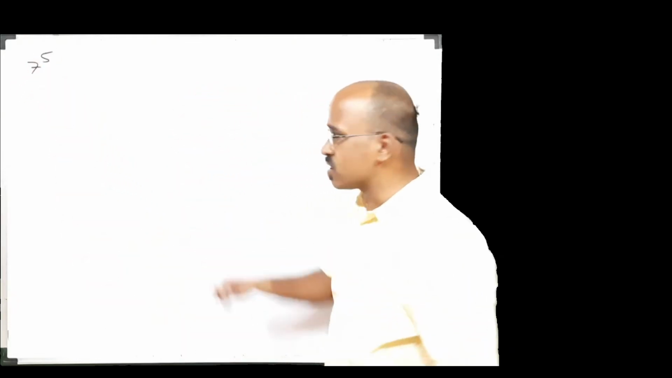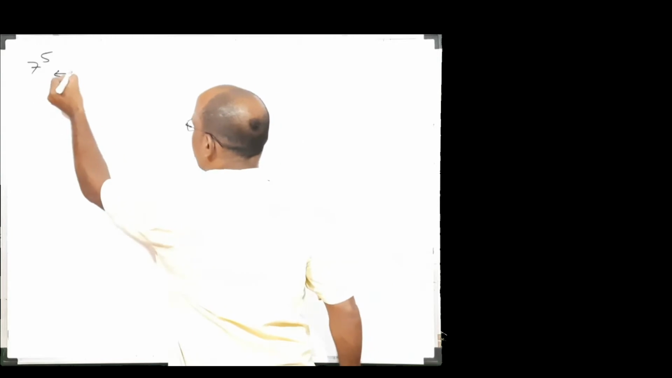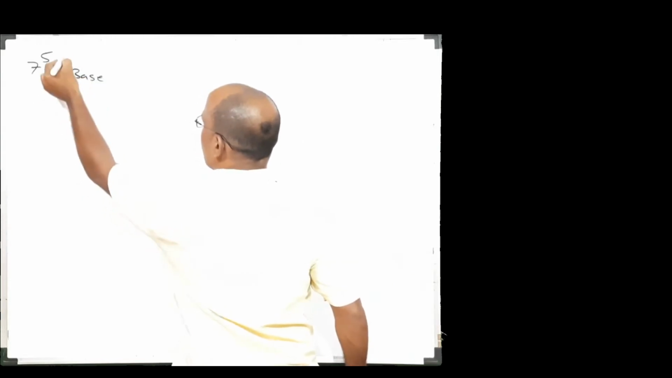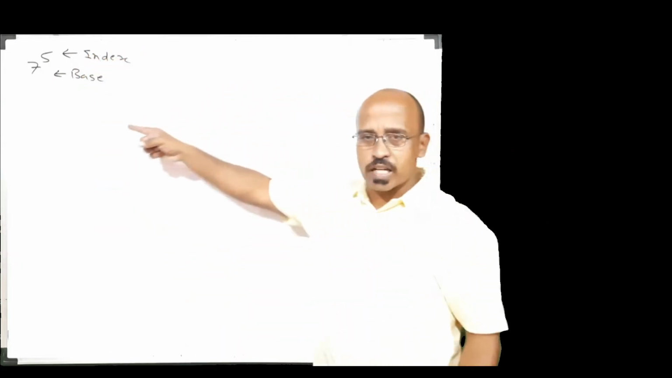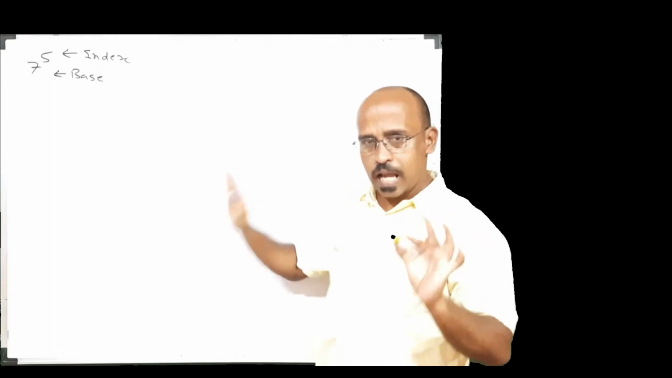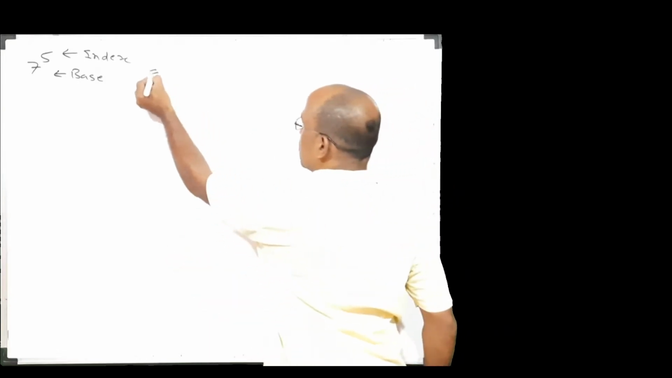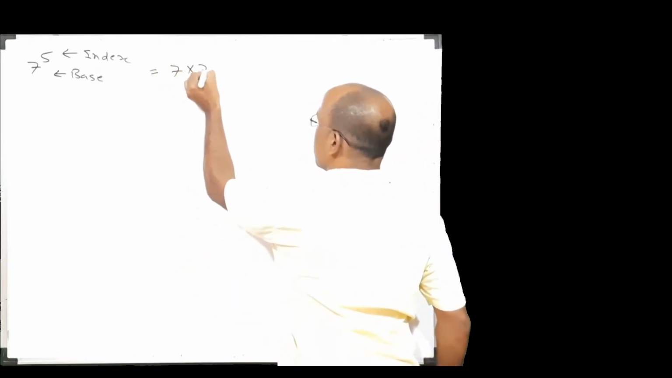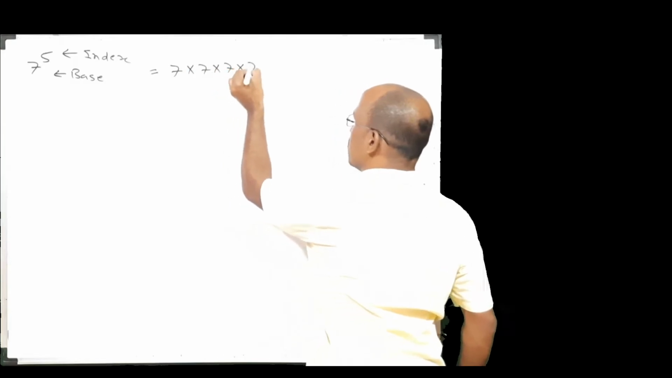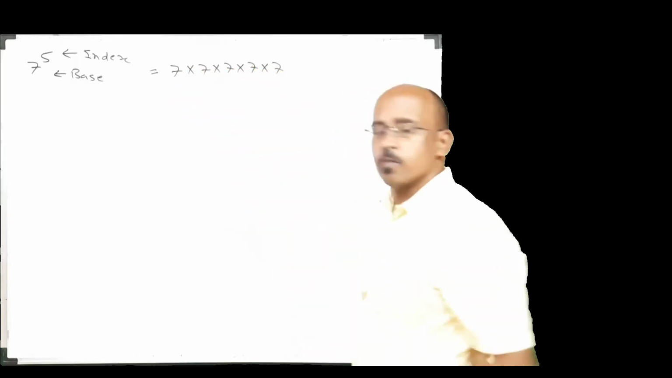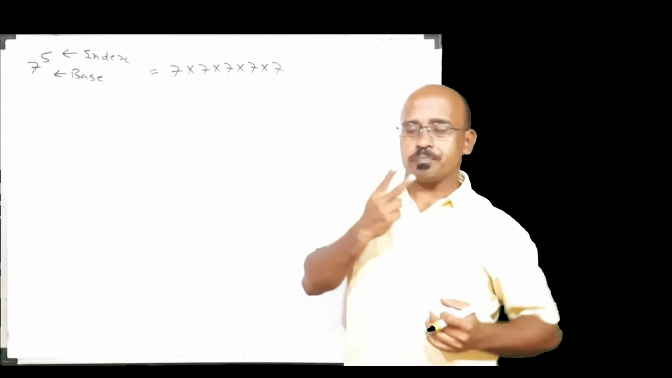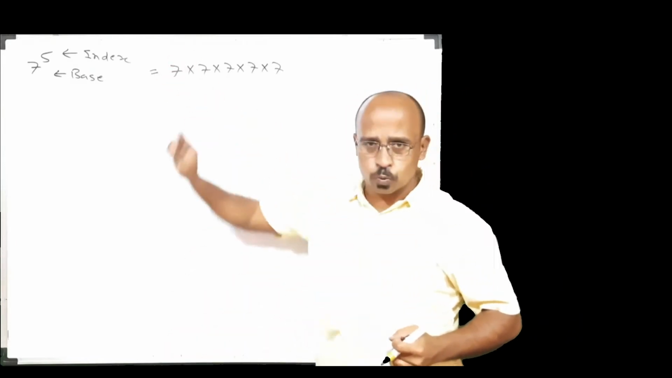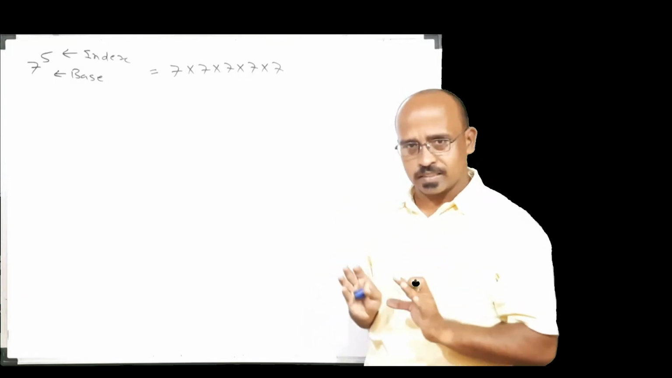Okay, in this term, this 7 is called the base, 5 is called the index, right? And it is pronounced as 7 raised to 5. And its meaning is nothing but 7 multiplied by 7 multiplied by 7 multiplied by 7, itself 5 times. Clear? After that, we learned that 2 and 3 are special indices.